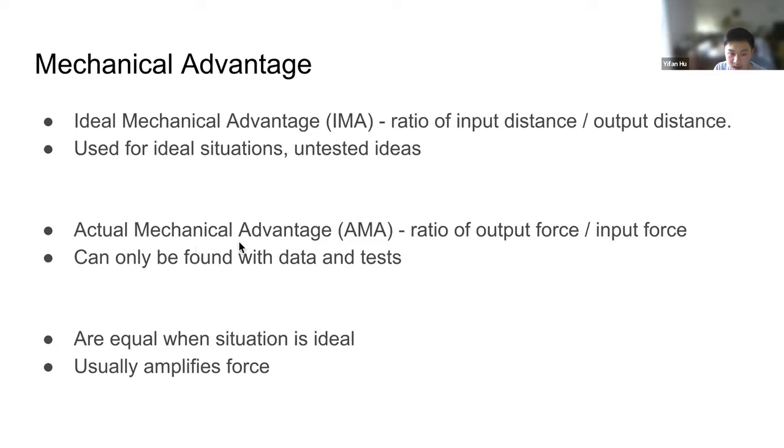And the actual mechanical advantage is what you can test in real life. It would be the ratio of the output force over the input force. These are supposed to be equal, but they're equal only when the situation is ideal, and this usually amplifies the force. So usually the mechanical advantage is positive, allowing you to put more force out with less.